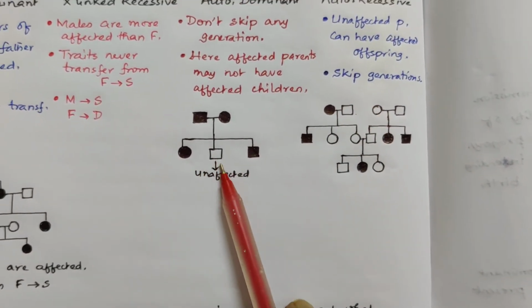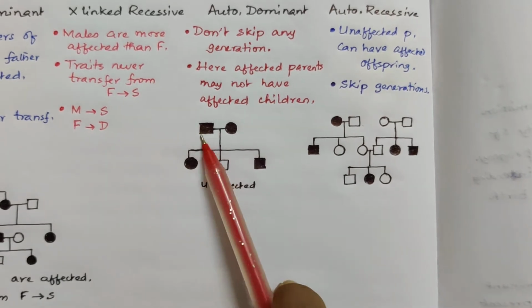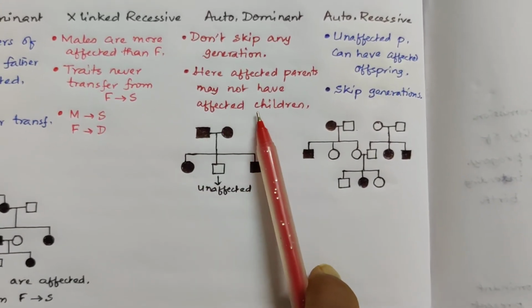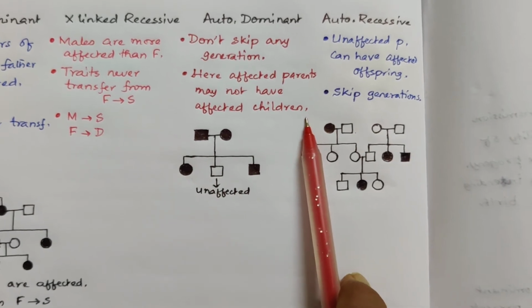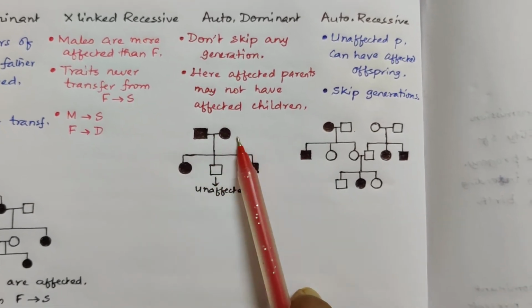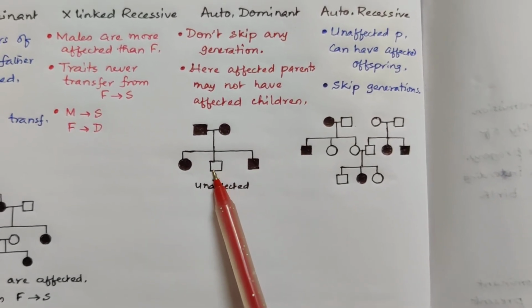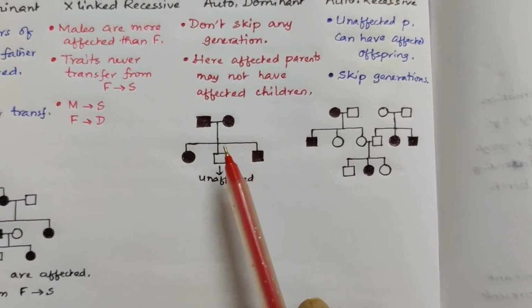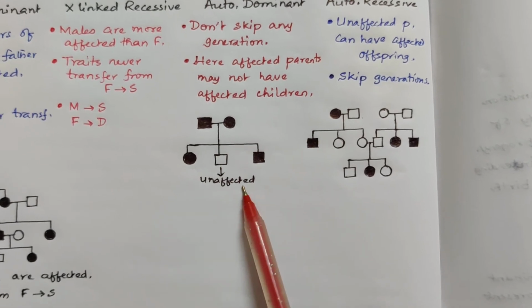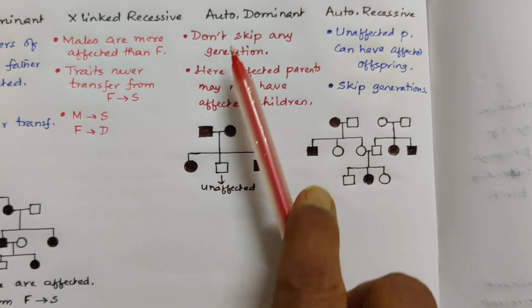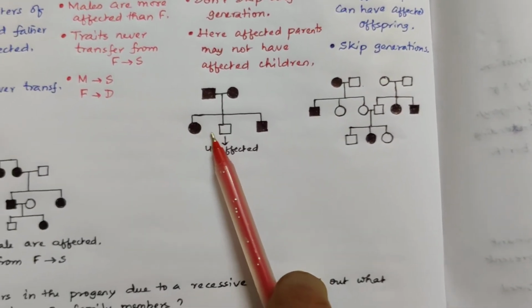Now this is another pedigree. Here affected parents may not have affected children. These are affected parents, this is an unaffected child. So affected parents may not have affected children, and they don't skip any generations. This is autosomal dominant.